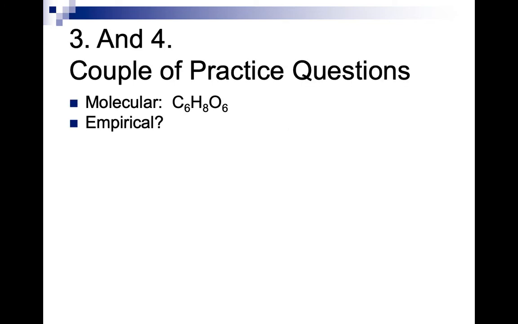All right, a couple more practice questions. So what do you think would be the empirical formula of a molecular formula that is C6H8O6? So find the lowest common denominator of 6 and 8. What do you think that would be? And then divide by that, and what do you think your empirical formula would be? So the answer is C3H4O3.